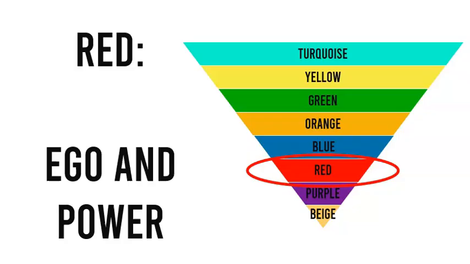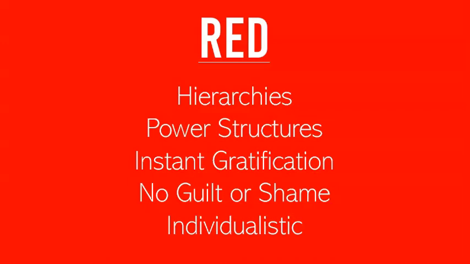So then red is the next one, and this is the one that focuses on ego and power. This is the stage where hierarchy started to come into play. A lot of power structures. People were really interested in instant gratification. They didn't have any guilt or shame about these things. They were very individualistic minded.